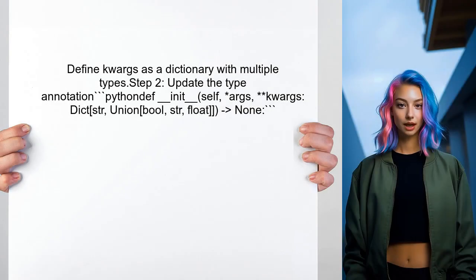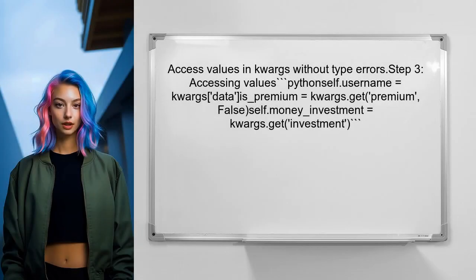Next, the user should define the type of kwargs as a dictionary where the keys are strings, and the values can be either a Boolean, string, or float. This can be done using the Dict type from the typing module. Now, the user can access the values in kwargs without any type errors. This approach ensures that the type checker understands the possible types for each value in the kwargs dictionary.